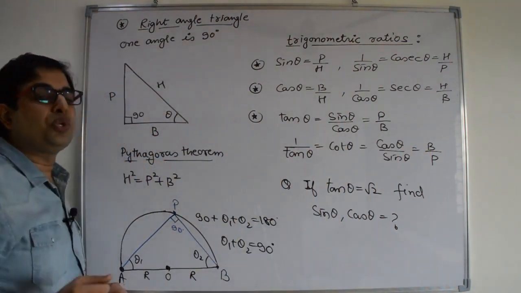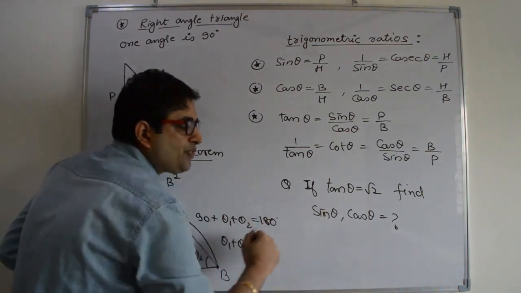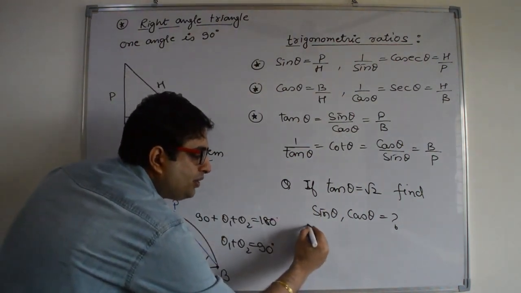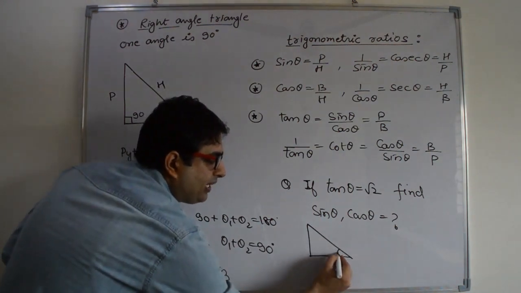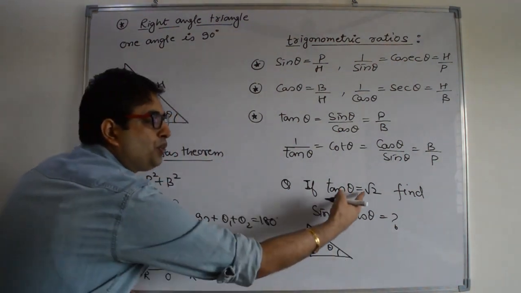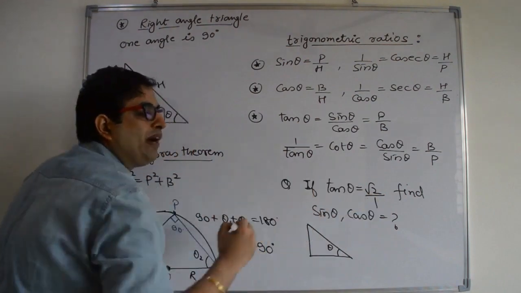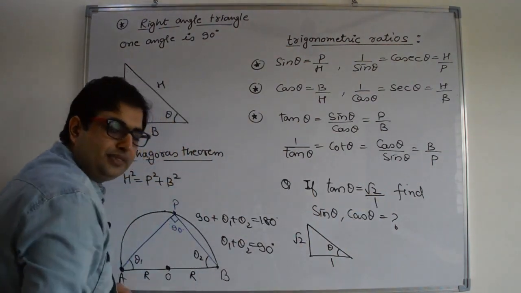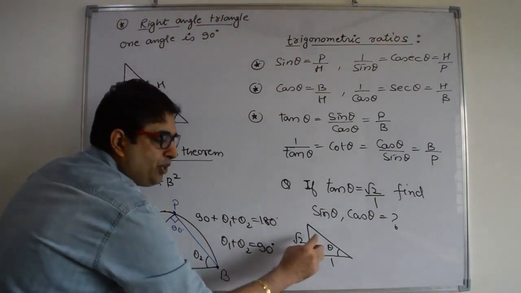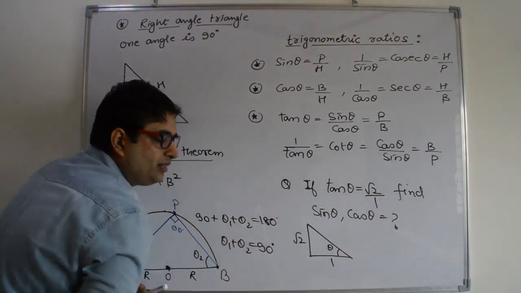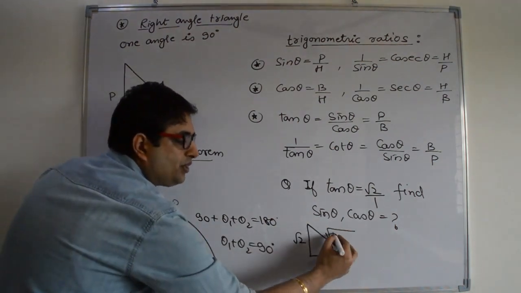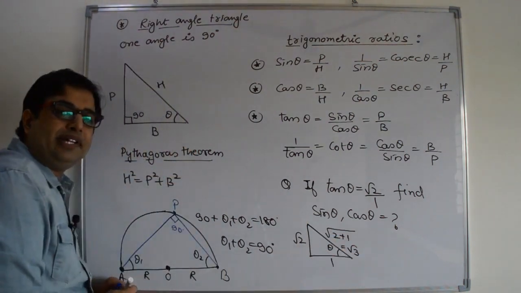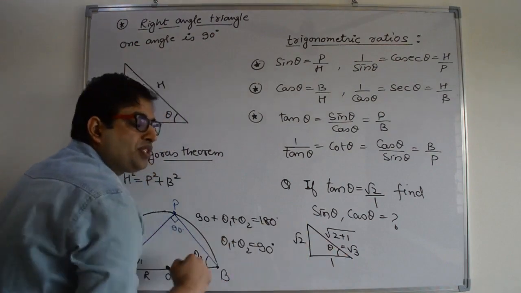If tan theta is root 2, find the value of sine theta and cos theta. So if tan theta is root 2, draw the triangle for tan theta. I am taking this theta. Root 2, you can assume as root 2 by 1. So it is root 2 by 1, right? So what is the hypotenuse? This square plus this square, that means under root 2 square plus 1 square, that is under root 3, right? So the hypotenuse is root 3.